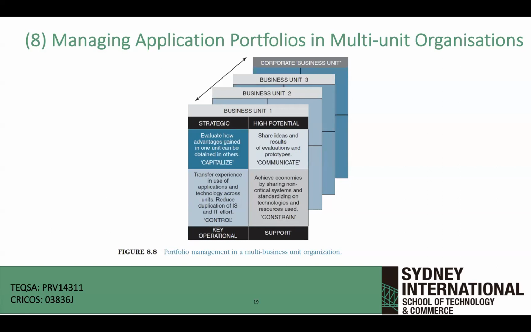Strategic. I need to capitalize and evaluate how advantages gained in one unit can be obtained in other units. How can we capitalize on all of these benefits that we could deliver? Transfer experience in use of applications and technology across units. Reduce duplication of IS and IT effort. Let's control. That's more about the key operational things.